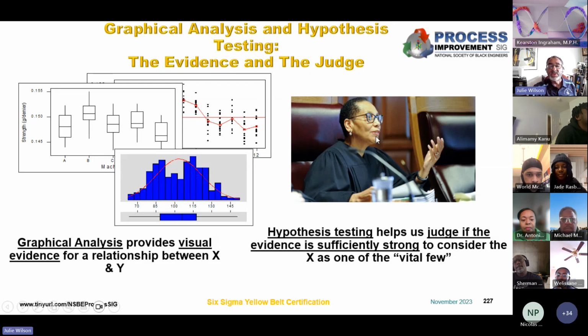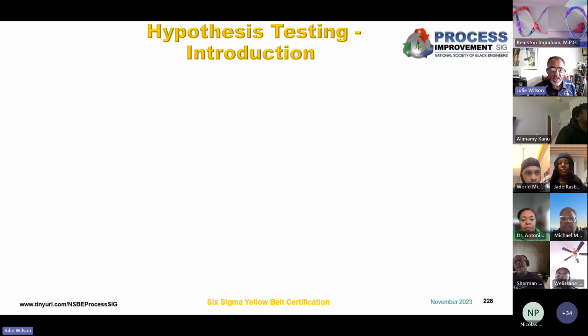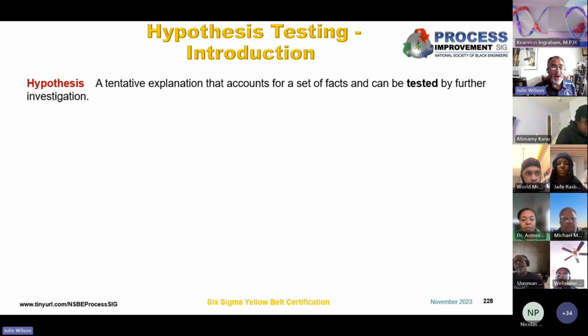We'll think in terms of this picture of a judge here, because it really is a judgment type of process. So let's introduce hypothesis testing. Now, a hypothesis is a tentative explanation that accounts for a set of facts that can be tested by further investigation. For any of us who've done experiments in science, going through elementary school, junior high, and high school, or participated in a science fair, it all starts with a hypothesis. I think that if I give my plants more sunlight, they're going to grow faster. That's my hypothesis. Now I've got to run some tests and experiments to prove that.